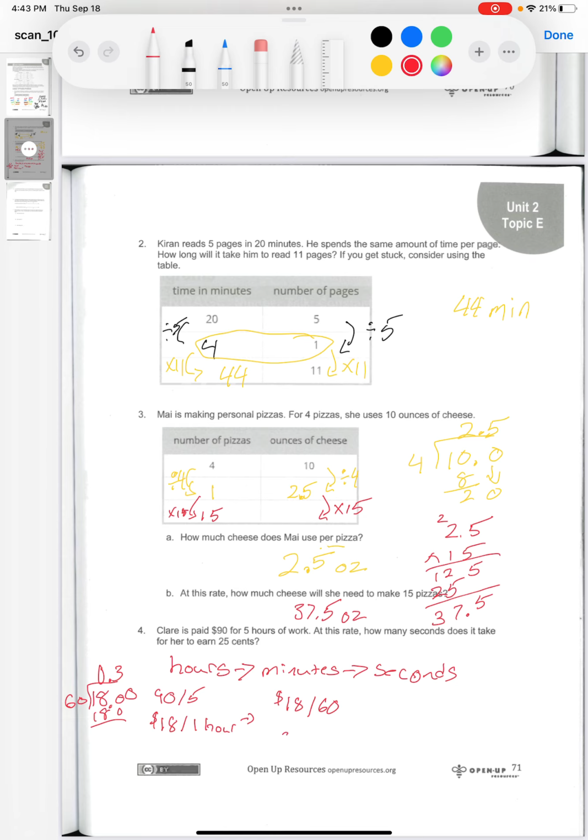So that means, erase, because I don't know what I was making there. So that means it's $0.30 for 1 minute. Well, now I got to change it to seconds. There are 60 seconds in 1 minute. So Claire is making $0.30, 30 cents, for 60 seconds.